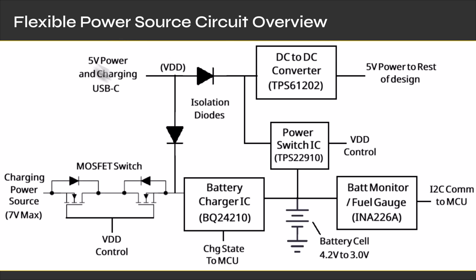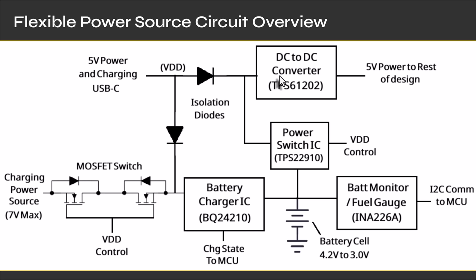So we have our 3 power inputs. We have the USB-C connector, we have the secondary charging port, which can go up to 7 volts, and we have our battery cell. Let's ignore the secondary charging source. Let's assume there's nothing connected there, and we have our USB-C power connected and our battery cell connected. In that case, the USB-C power source will forward bias this diode to power the DC to DC converter.